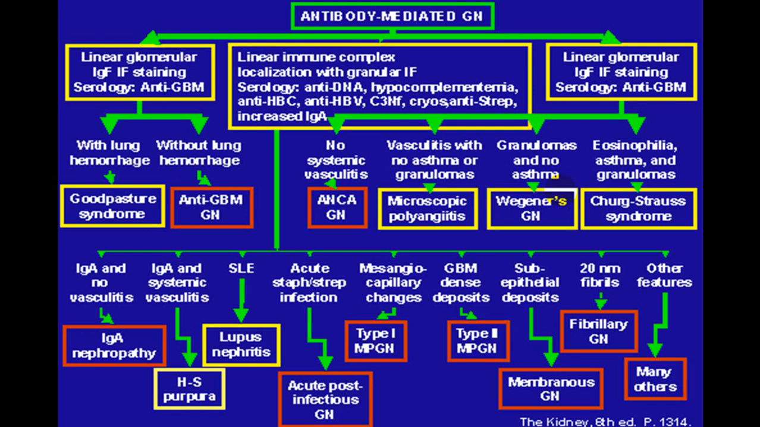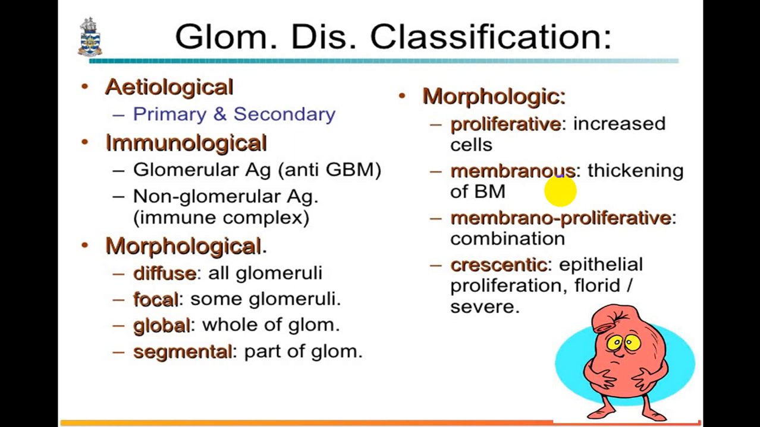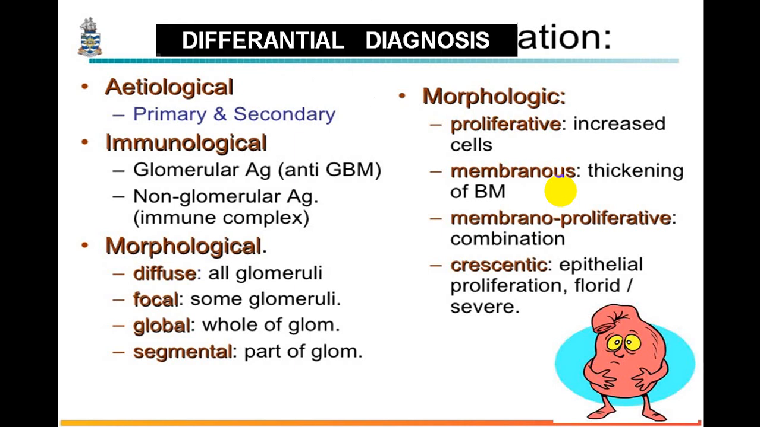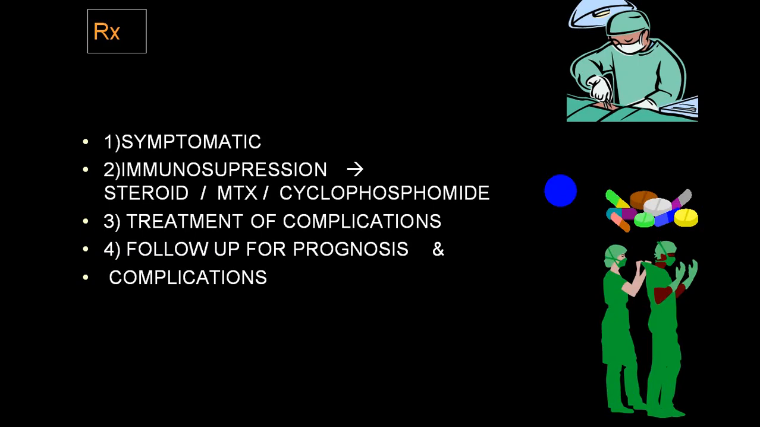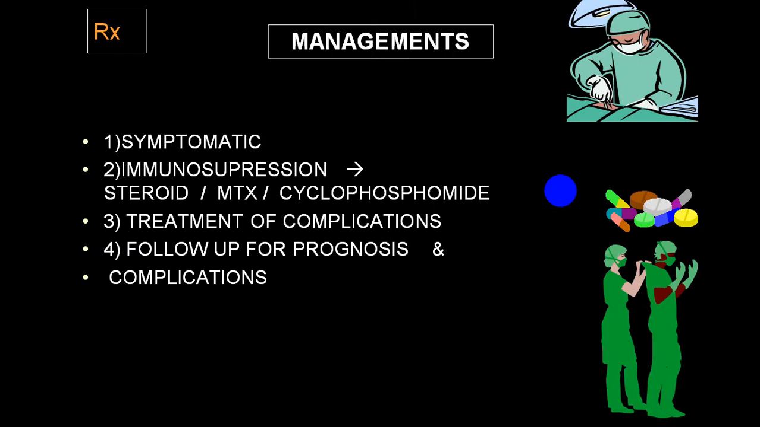I am not going into that detail. This is an etiological classification, immunological, morphological, etc. Once you make the diagnosis of glomerulonephritis, the most common symptoms are oliguria, hematuria, and proteinuria, and depending upon the symptoms we give symptomatic therapy. If the diagnosis is post-streptococcal acute glomerulonephritis, immunosuppressive therapy is the most important target, in which steroid, methotrexate and cyclophosphamide are utilized.